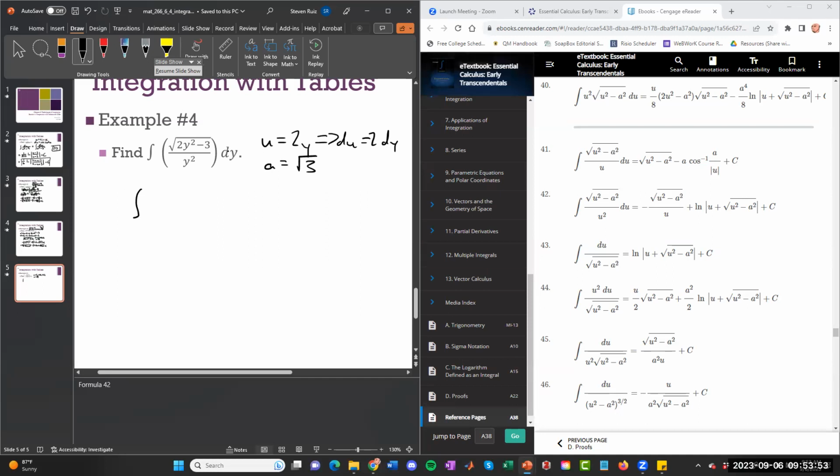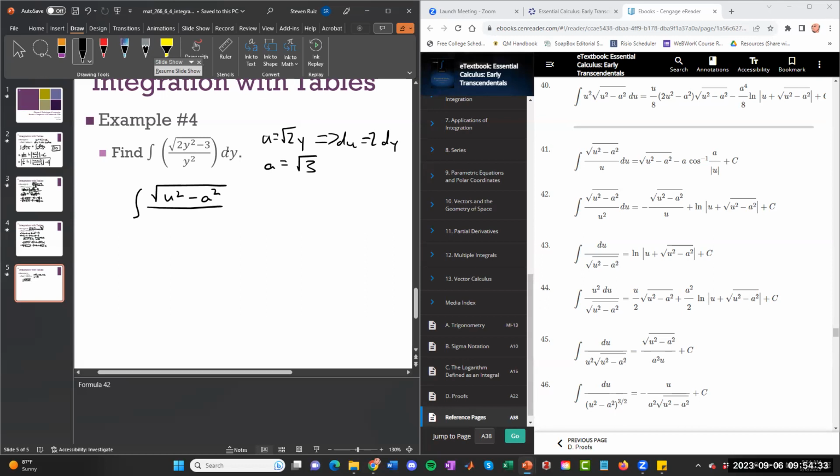This becomes the square root of what? I don't think that is u squared, because u squared would be 4y squared. So let's try u equals root 2y. All right, going that way. Now what's under the radical? u squared minus a squared, right?